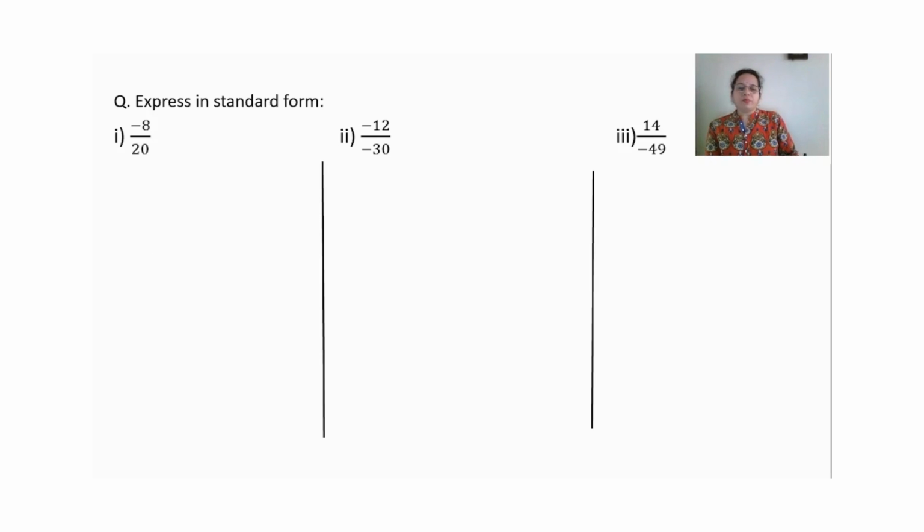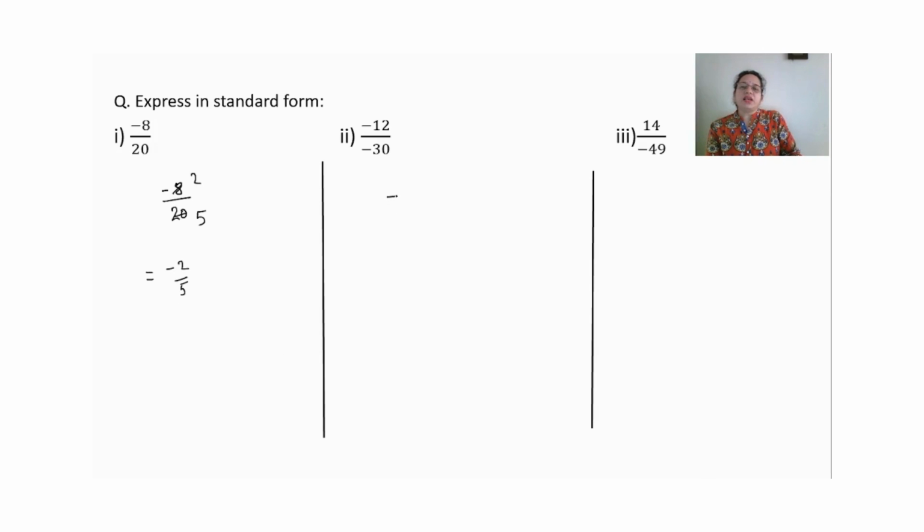Now a few more examples I am taking so that your doubts will be clear. The first one is minus 8 upon 20. These two numbers are divisible by 4. 4 2s are 8, 4 5s are 20. Final answer will be minus 2 upon 5. Your denominator is positive. 2 and 5 both are integers. So minus 2 upon 5 is a rational number.